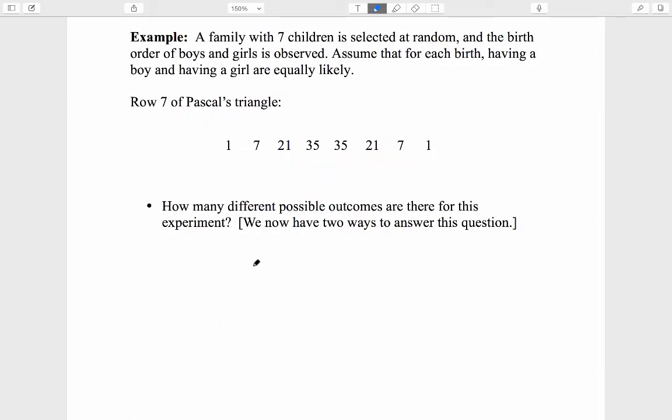Let's first ask, how many different possible outcomes are there for this experiment? Now, we already have a way of answering this question, but now we have a new way of answering it. The old way of answering it was that this is a 7-stage process with 2 possibilities at each stage. Therefore, there are 2 to the 7 different possible outcomes. That equals 128. That is a perfectly legitimate way of answering this question by using the multiplication principle.